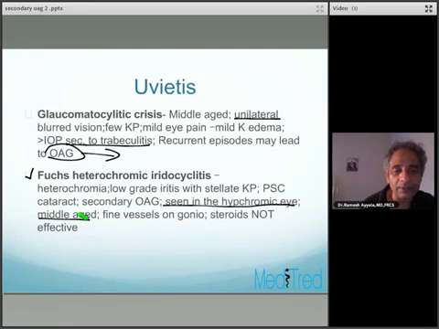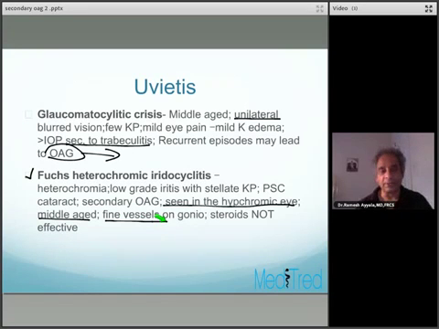And one other aspect of Fuchs heterochromic iridocyclitis is the presence of these fine vessels on gonioscopy. These are not new vessels. You've got to distinguish this from new vessels. These fine vessels that you see on gonio, they tend to bleed when you open the anterior chamber. They can bleed spontaneously sometimes, or more likely when you're attempting to do cataract surgery in these patients and you make the entry into the anterior chamber, you can see these blood vessels start bleeding.